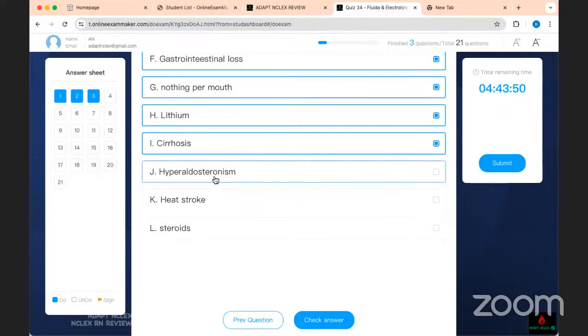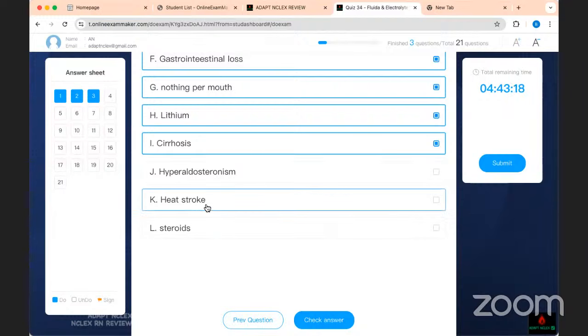How about hyperaldosteronism? Look at it. If it sounds like a really big word, don't worry about it. Hyper, a lot of it. Aldosterone, too much aldosterone. If you have too much aldosterone, is your sodium low or high? It's content mastering, right? Remember, aldosterone improves your blood pressure by doing what? Holding on to sodium. Therefore, this is not going to cause hyponatremia. Heat stroke is the same thing. It's going to hold on to your sodium because you've lost too much water. And steroids, Cushing's, hold on to water.